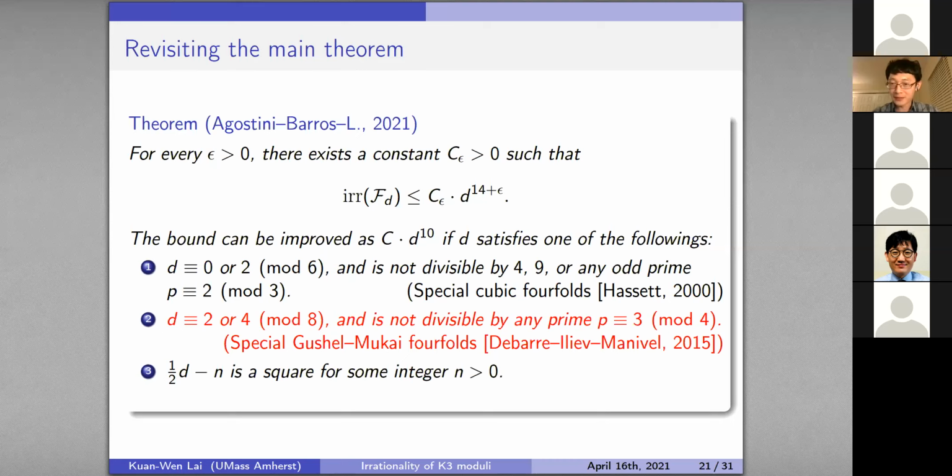Iliev, and Manivel in 2015. And for the third case, what we use are special hyperkähler fourfolds. So there are some hyperkähler fourfolds of K3 type, and the theory about the associated K3 surfaces to these hyperkähler fourfolds was developed by Debarre and Macrì in 2019. So now the arguments in the three cases are all parallel to each other.